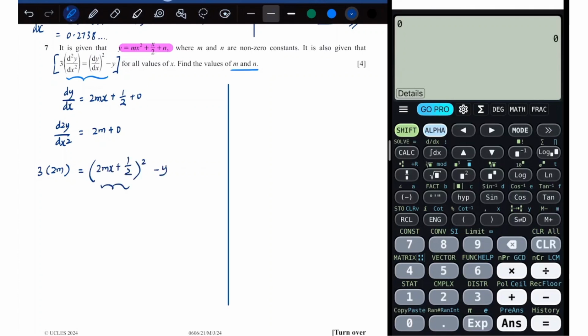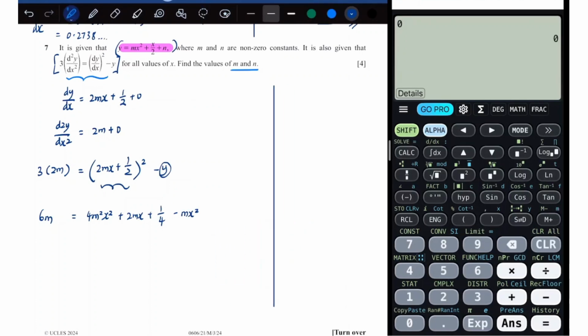Just a quick one. So you will need to expand this, which is equivalent to 4m squared x squared plus 2mx, right? 2mx plus 1 over 4. And the y here, we'll need to replace it with the original equation, which is minus mx squared. So I'm just going to move this over to the other side. So minus x over 2 minus n.